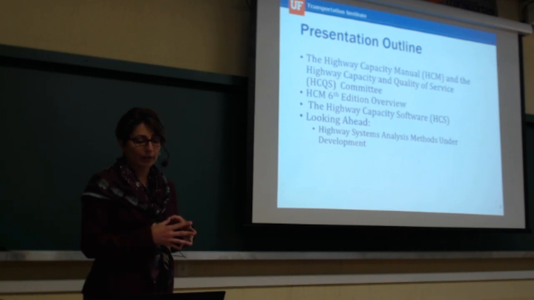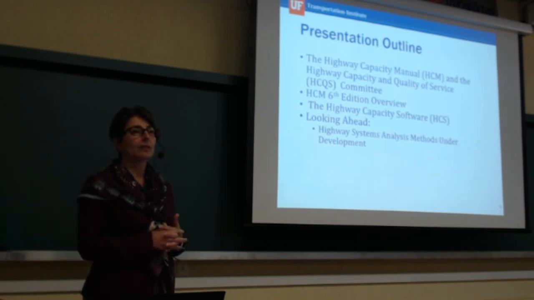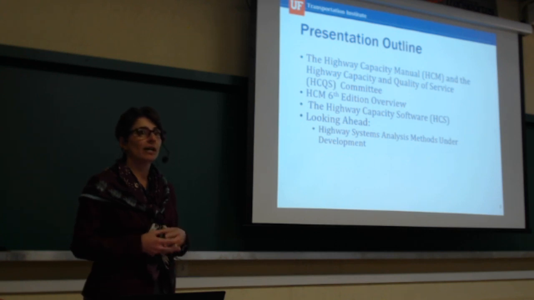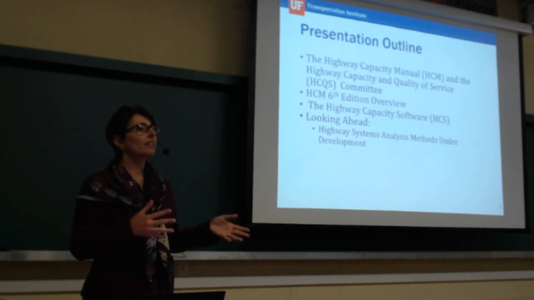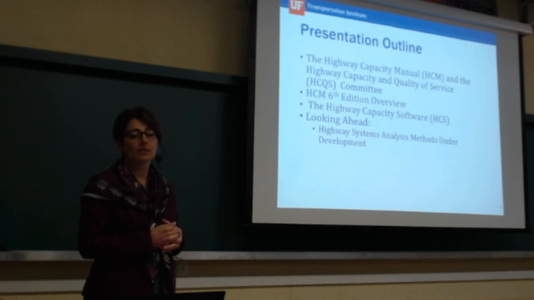I'm going to start with an overview of what the Highway Capacity Manual is, what to expect from it, why we develop it, and I'll talk about the Highway Capacity and Quality of Service Committee, which guides its development. I served as chair for 6 years. I was chair when the sixth edition was started and was published. So I can share more about what's happening behind the scenes with the committee. I'll talk about the different parts of the manual and the software. And I will close with a project that we're working on now to extend the Highway Capacity Manual to systems type analysis.